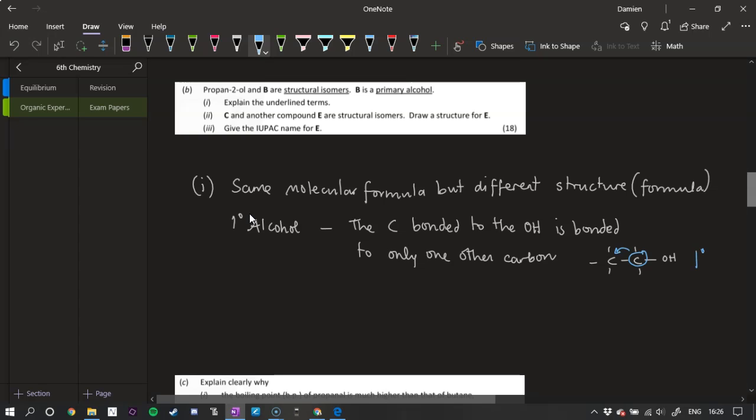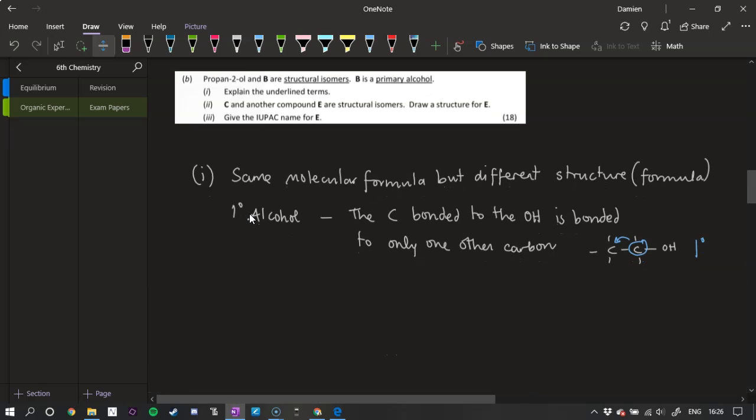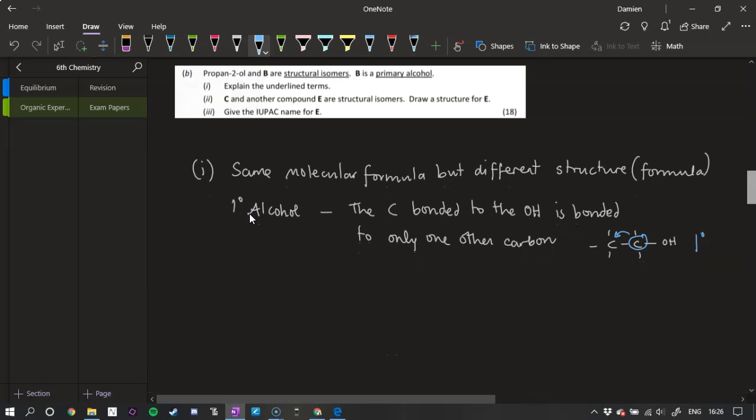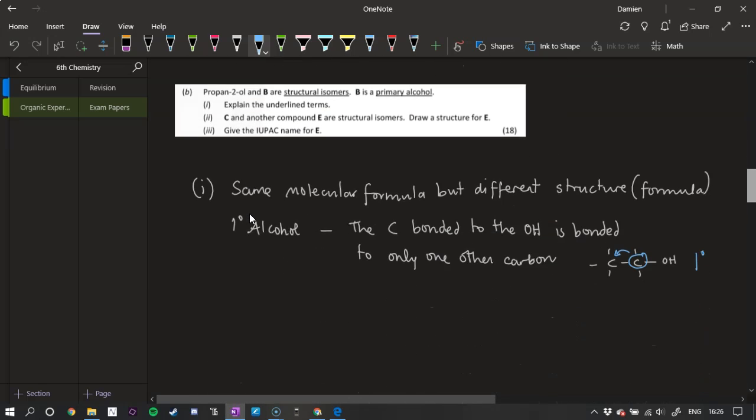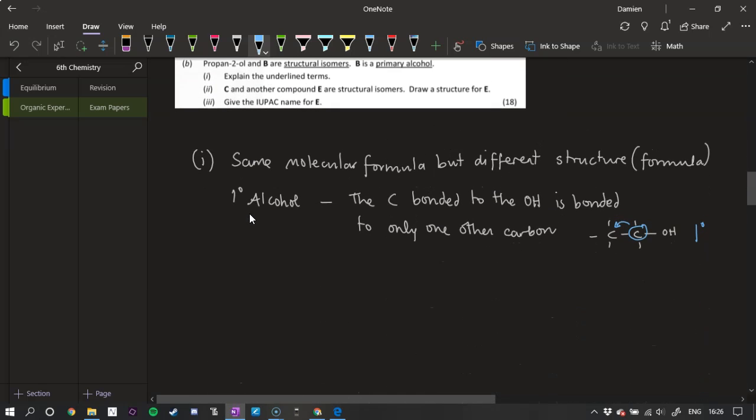Then it says part 2, C and another compound E are structural isomers, and then draw the structure for E. So let's have a look at C. So C was our propanol. So if we were to draw out our propanol, that's what we have. And it says another compound, E, is a structural isomer.